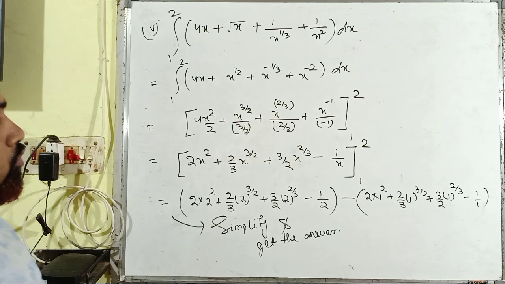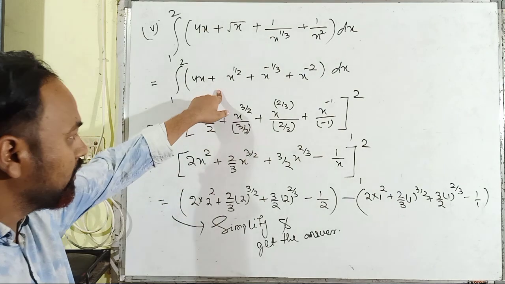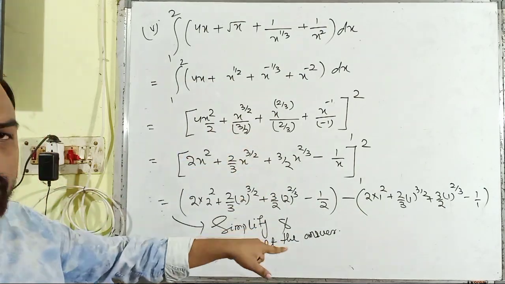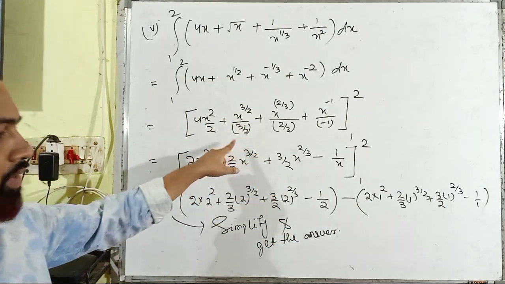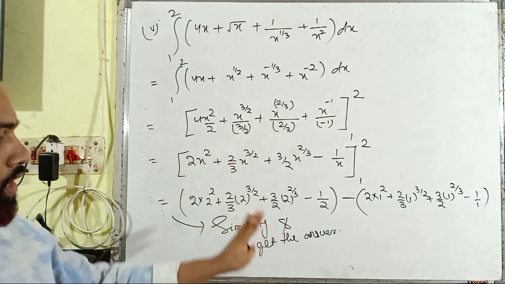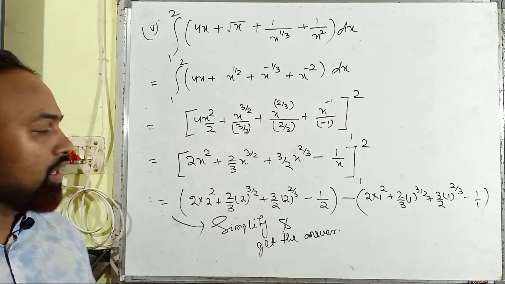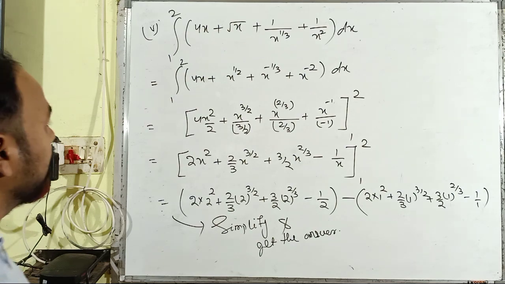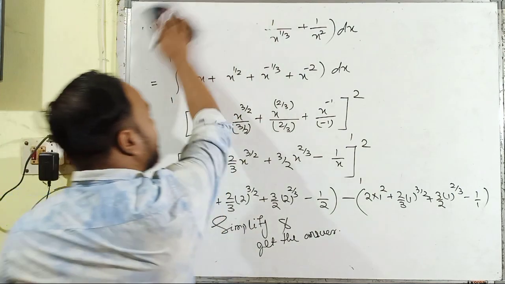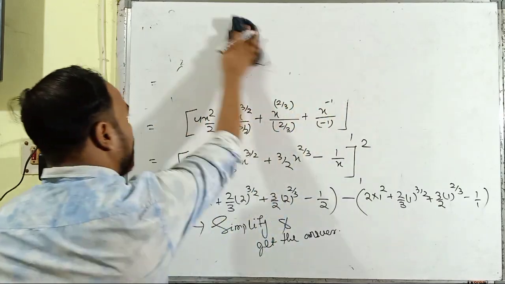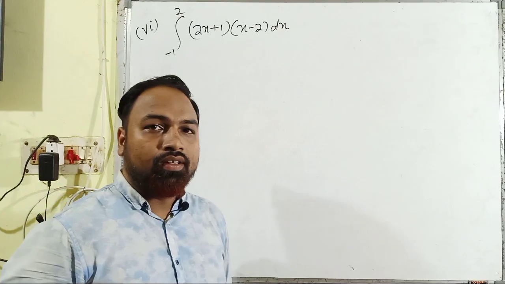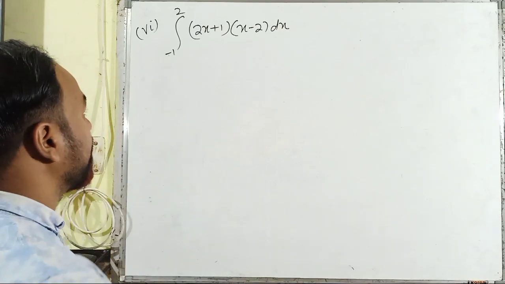So first of all, we have to integrate the integrand here, then we have to put the upper limit in place of the variable minus, then we have to put the lower limit, and then we have to simplify these steps, and we can get a valuable final answer. Then let us move towards the sixth one of number 1. Here it is the sixth one of number 1.